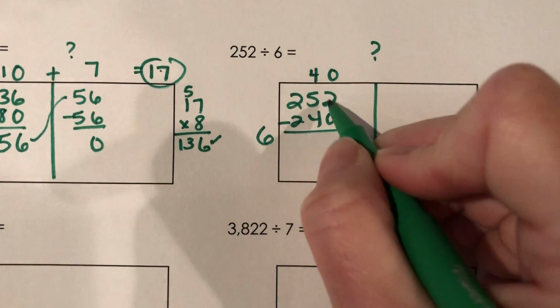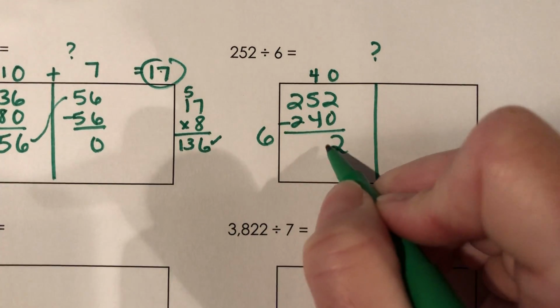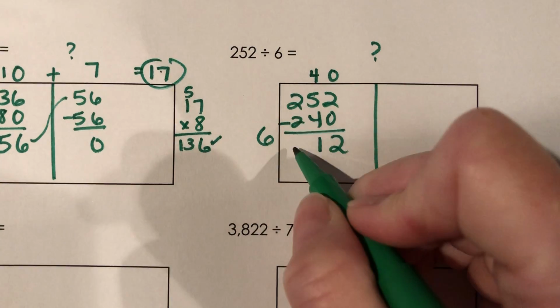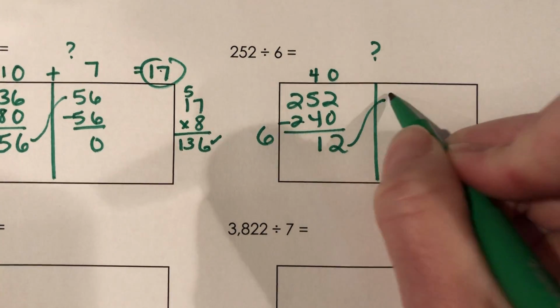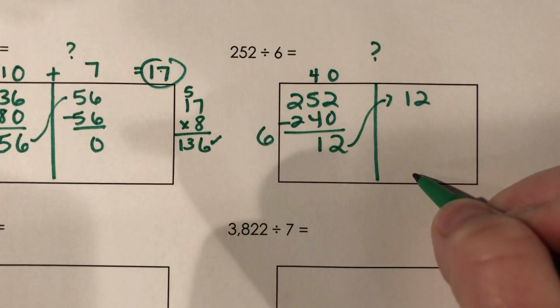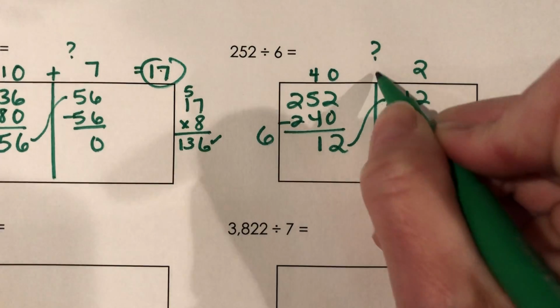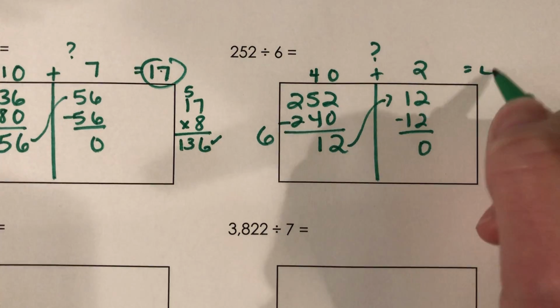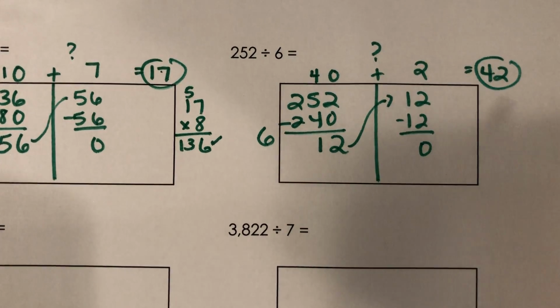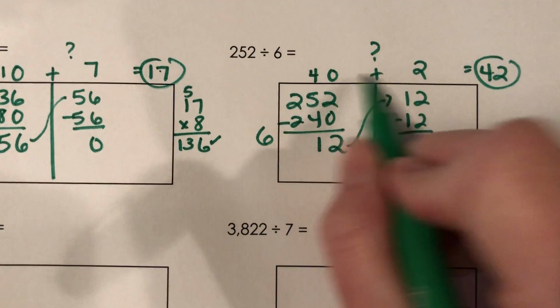And we subtract. 2 minus 0 is 2. 5 minus 4 is 1. And there's nothing left here, right? So I have 12 left over. 6 times what gets you closest to 12? 6 times 2 is exactly 12. None left over. My answer would be 40 plus 2, which is 42. So that's the answer to our problem, 42.